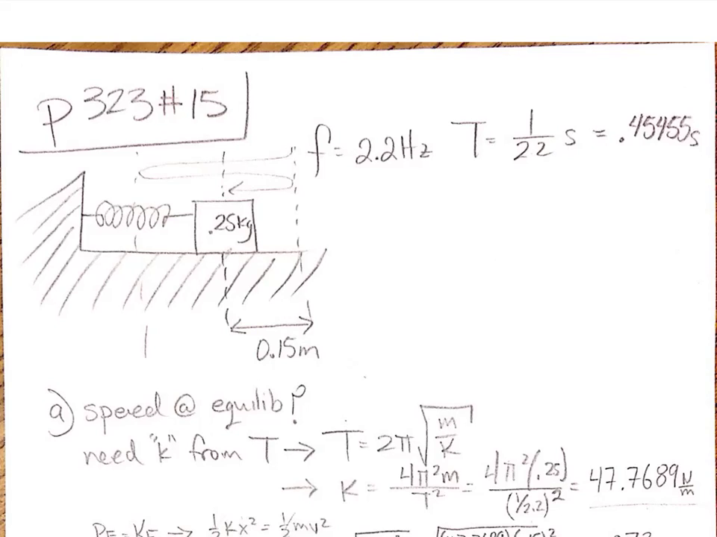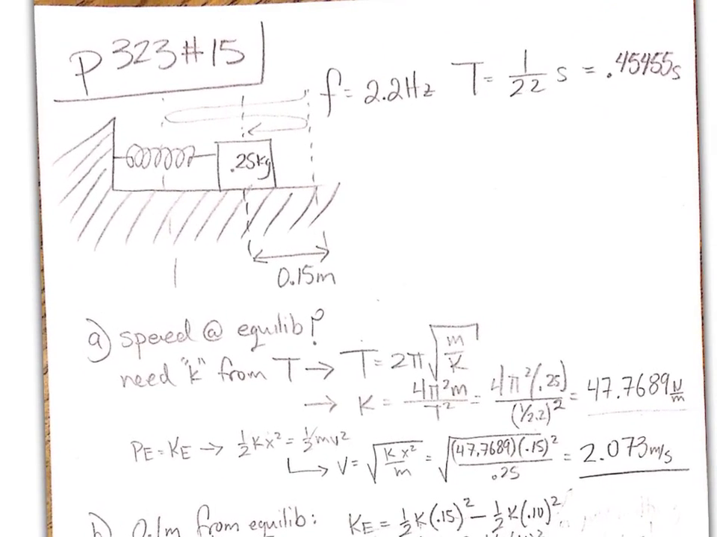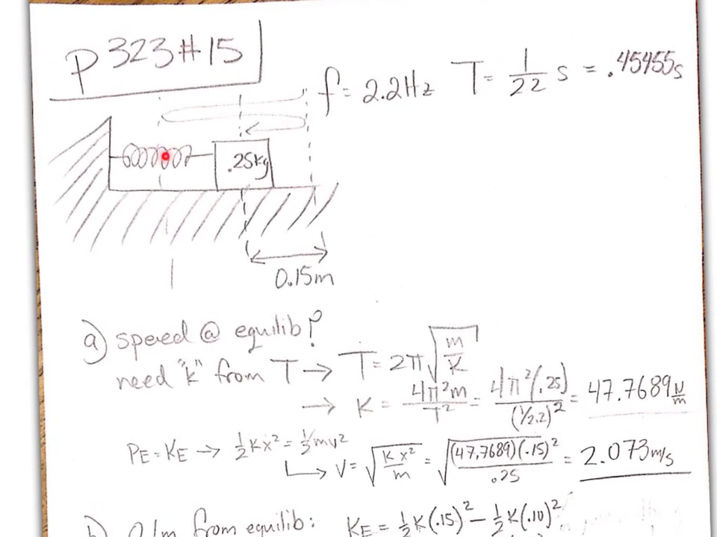Okay, page 323, number 15, looks like this. We have a situation, mass on a spring, we know the mass, we know the amplitude, or maximum displacement from equilibrium, and it swings back and forth, or springs back and forth, 2.2 times per second. So that's the frequency measured in hertz. Period of oscillation would be the reciprocal of that.